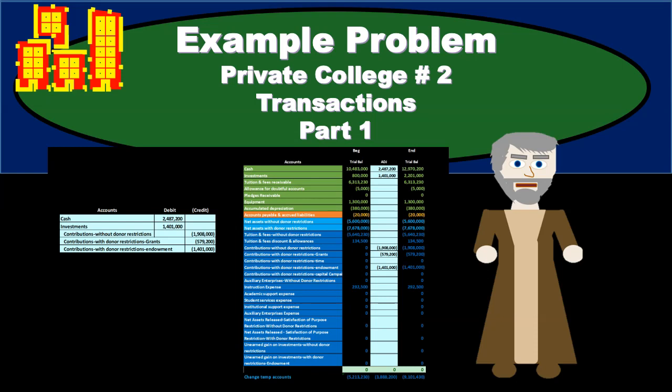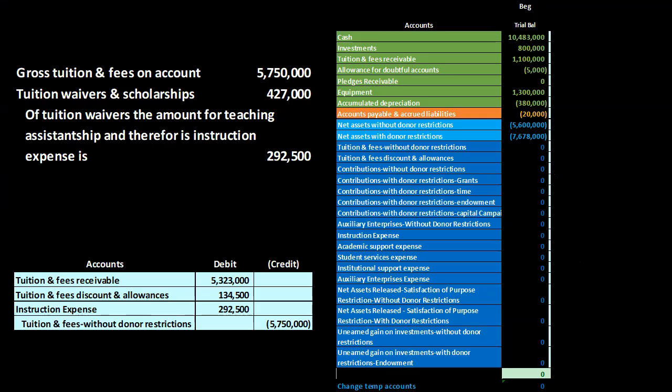In this presentation, we will take a look at part one of an example problem related to a private college, the second private college example problem we have looked at. We're going to be going through financial transactions related to the private college. We have the information on the left. We're going to be entering that information into a journal entry, which we have down below, then posting that journal entry to our trial balance worksheet on the right.